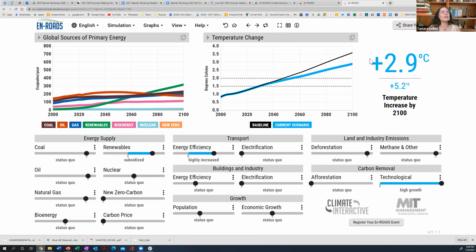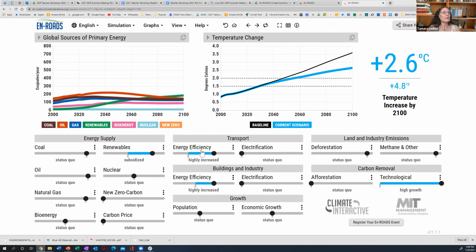We got, what did we get down? We got down to 3.0. This gets us to 2.9. So increasing the energy efficiency of transportation by the same percentage gets us a little bit further than in buildings and industry. But now I'm going to add them together and see what happens. And that got us to 2.6.